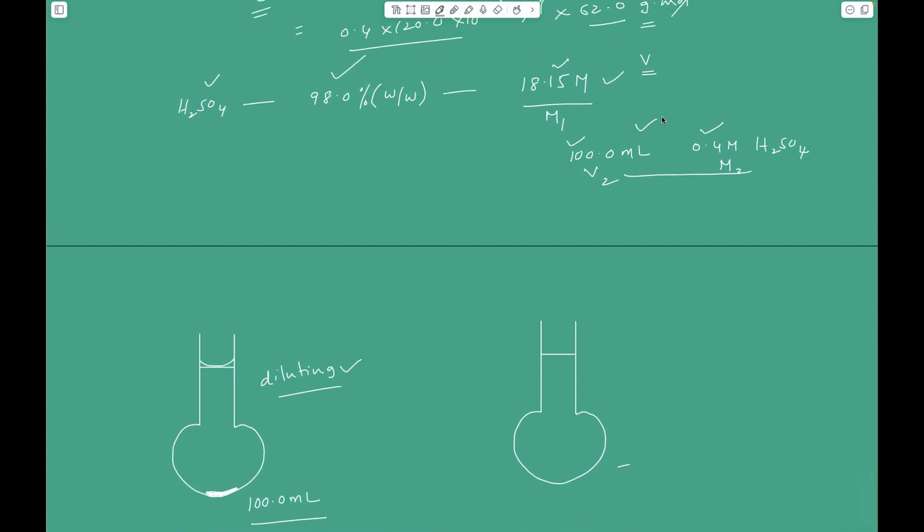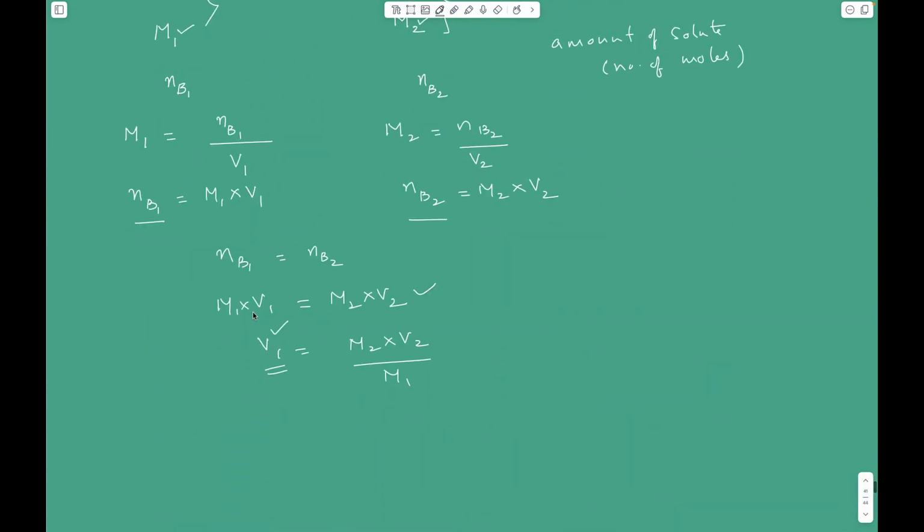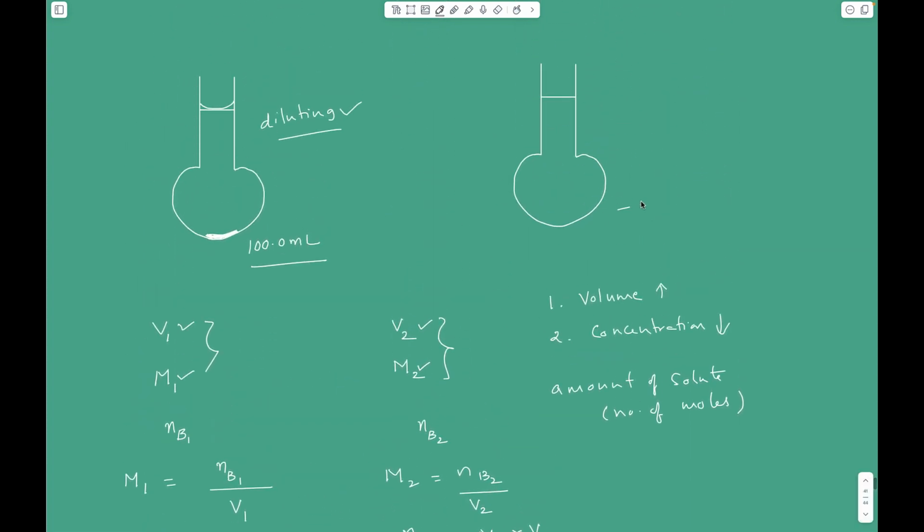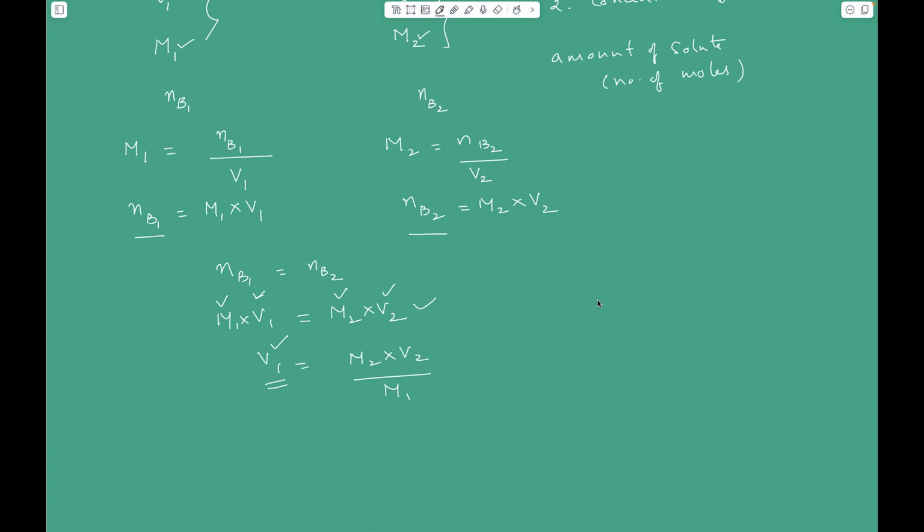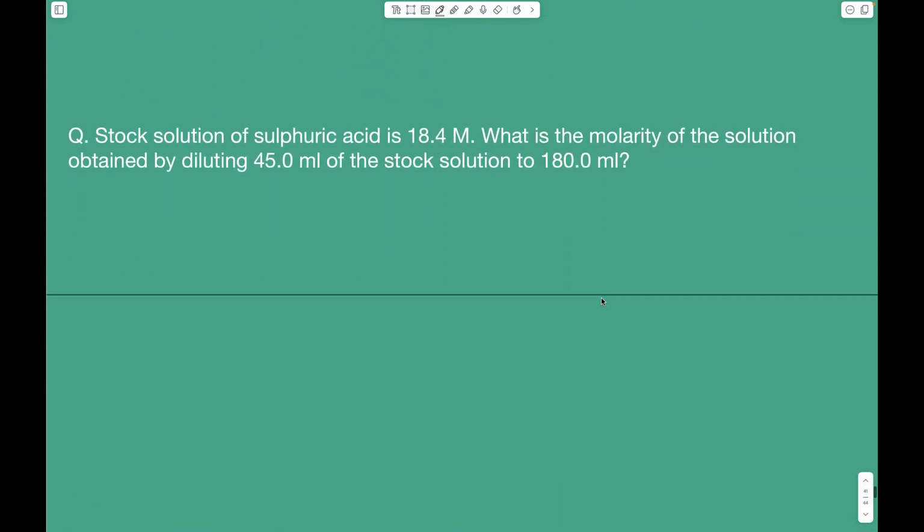And this equation M1V1 is equal to M2V2 is called the dilution equation. Here V1 is the volume of the stock solution or the concentrated solution. M1 is its molarity. V2 is the volume of the dilute solution that we are preparing, and M2 is the concentration of the dilute solution that we are preparing. Now let us work out a few examples on dilution.